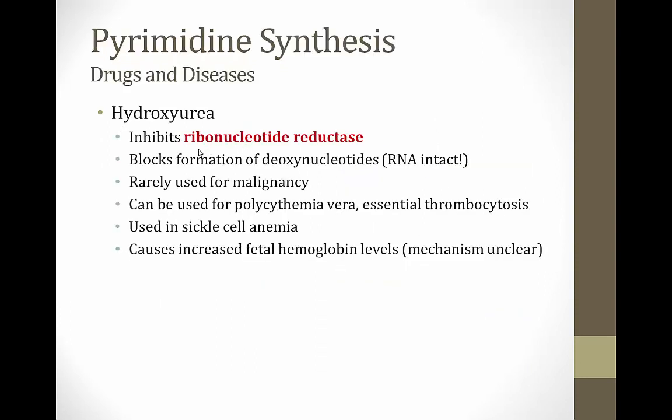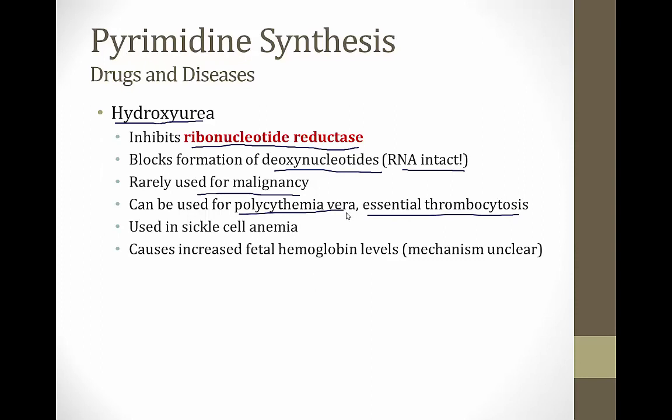There is a drug that inhibits the enzyme ribonucleotide reductase, and that drug is hydroxyurea. This will block the formation of deoxynucleotides, although it will leave RNA intact. This is rarely used for malignancies, but more commonly it's used in polycythemia vera and essential thrombocytosis.